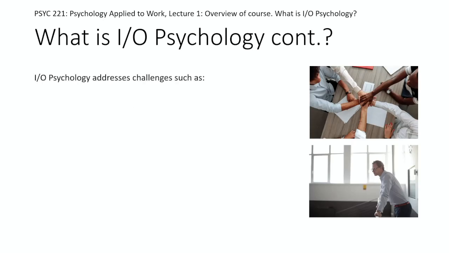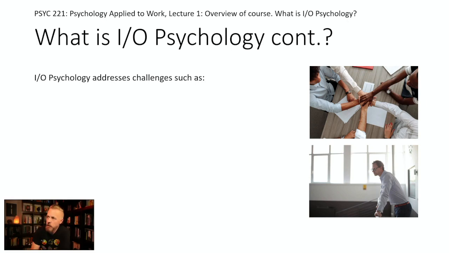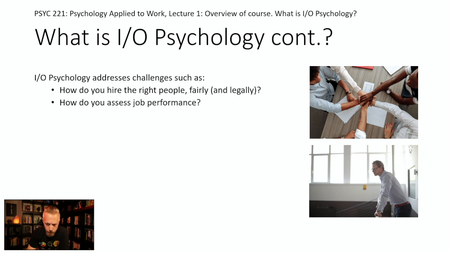Okay, we're going to look at what it is that an IO psychologist does in organizations. What are the problems that they're trying to solve? So these are challenges in the workplace that IO psychology works on, trying to get better at tool sets and processes and information to help with these things, such as, how do you hire the right people? You want to do that fairly. You want to do that legally. How do you assess how well somebody is doing in their job? How do you get people to do their job better?